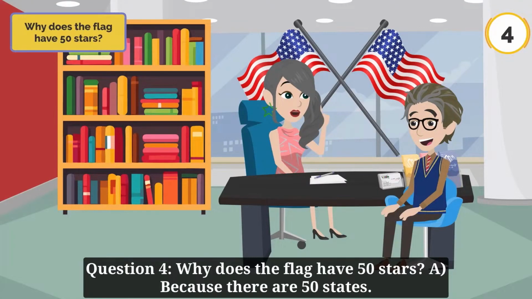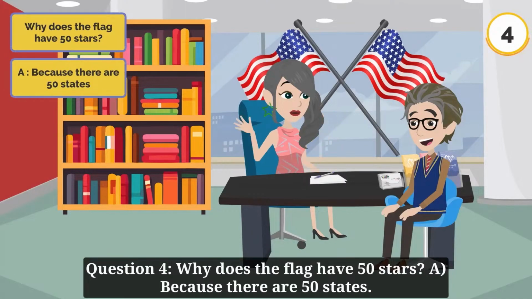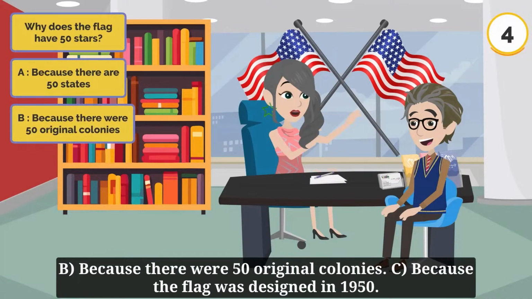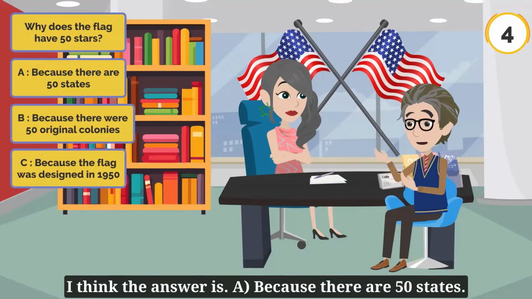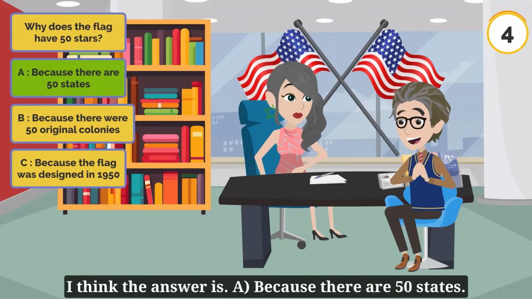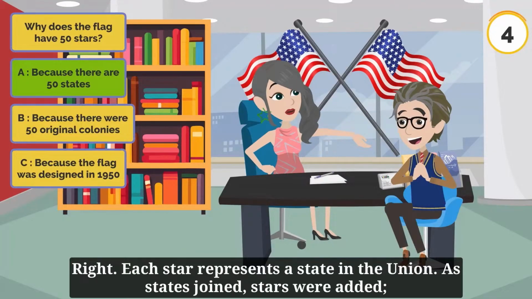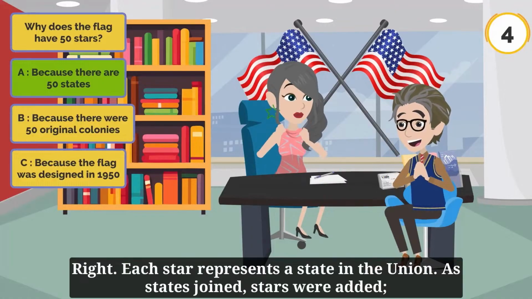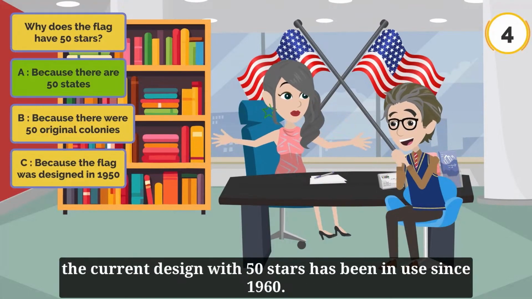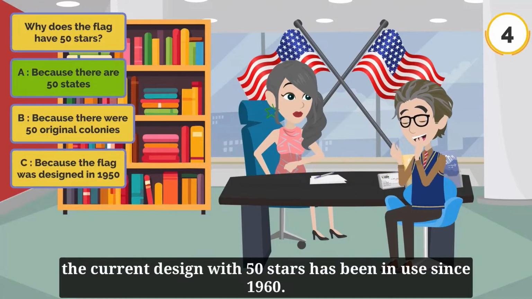Question 4. Why does the flag have 50 stars? A. Because there are 50 states. B. Because there were 50 original colonies. C. Because the flag was designed in 1950. I think the answer is A. Because there are 50 states. Right. Each star represents a state in the Union. As states joined, stars were added. The current design with 50 stars has been in use since 1960.